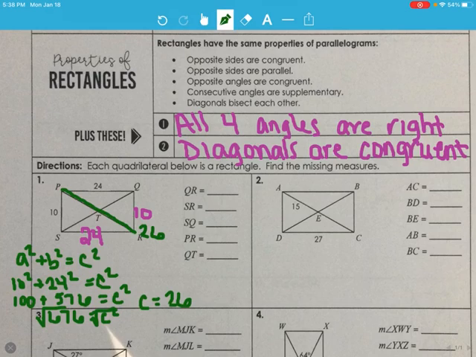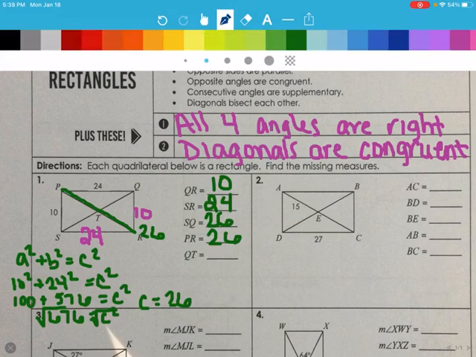Okay, so now we can start filling things in. QR, the right side, is 10. SR, the bottom, is 24. SQ is the same thing as PR. They are both 26. And QT, so remember, they do bisect each other, so QT is half of the diagonal. So it would be 13.